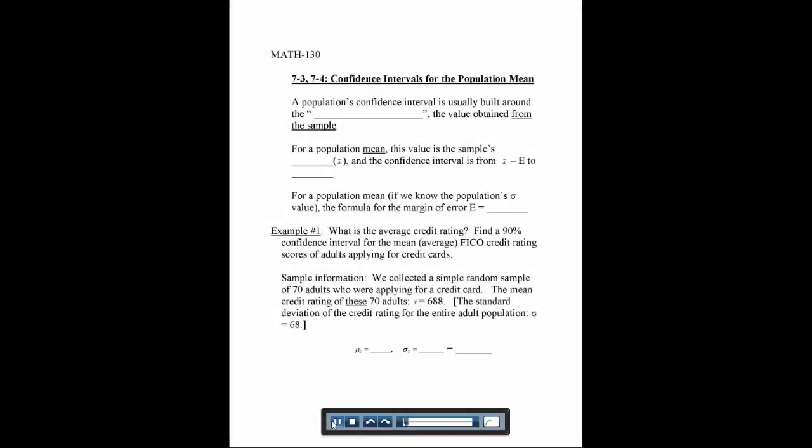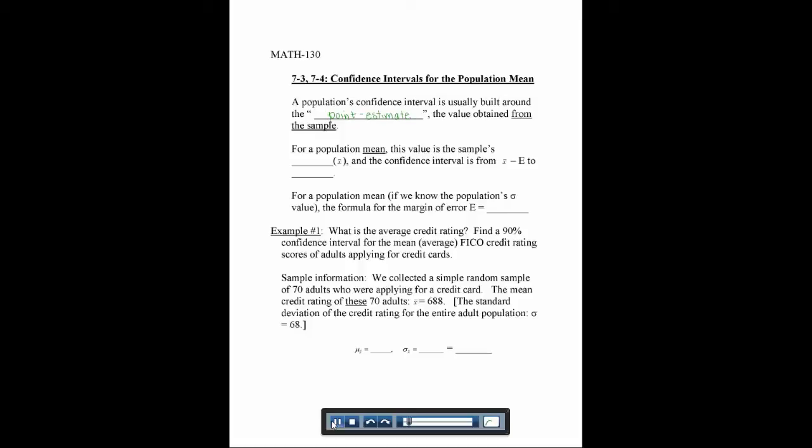In section 7.2, we talked about confidence intervals for proportions. And now in section 7.3 and 7.4, which really go together, we're going to talk about confidence intervals for the mean. Okay, so a population's confidence interval is built around what's called a point estimate. This is any confidence interval, not just the one for the mean. And we talked about point estimates for the proportion. They were the proportion from the sample.